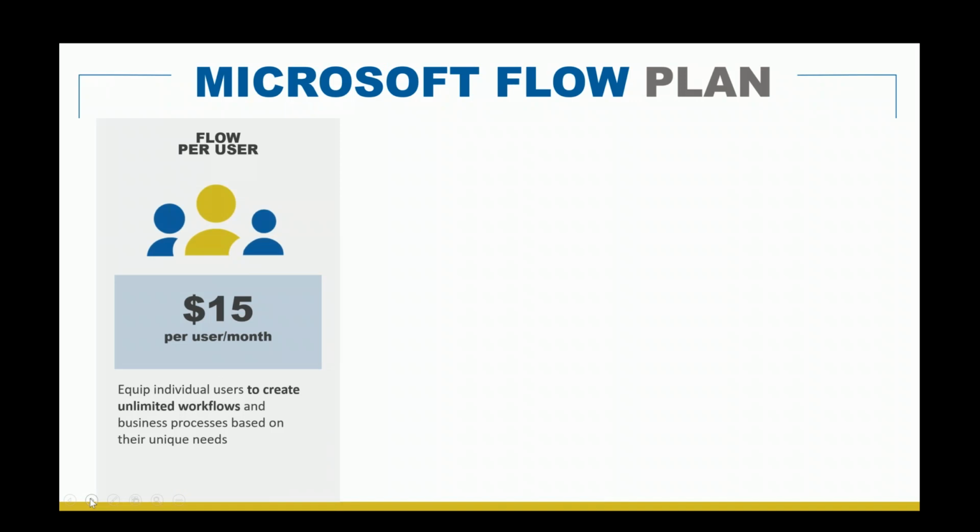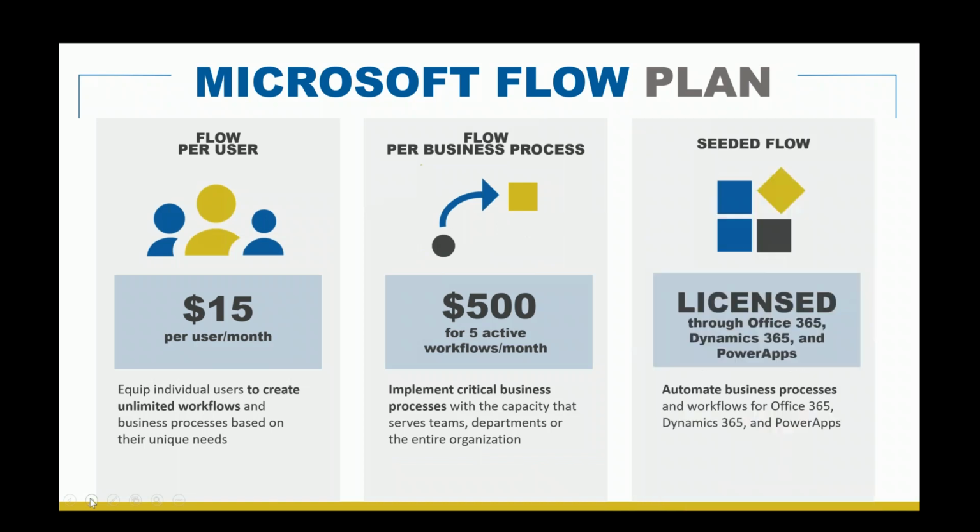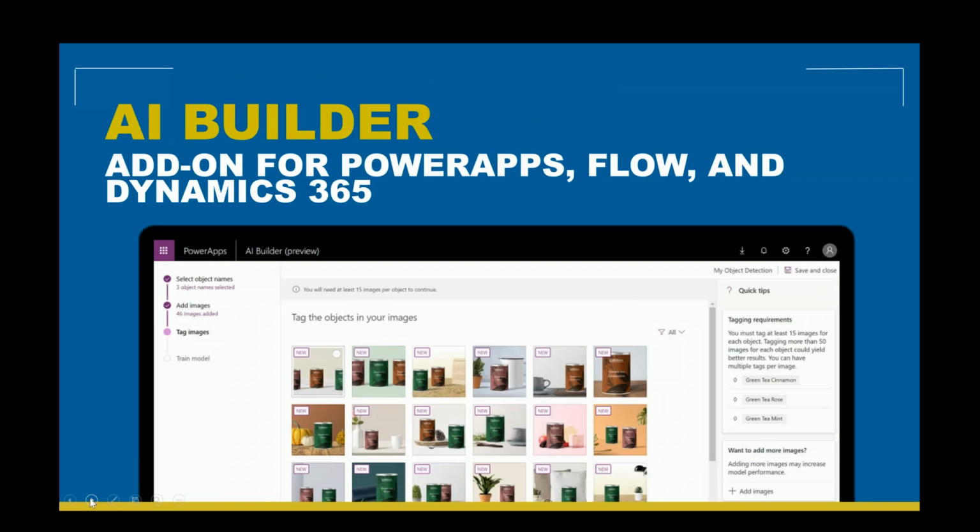Flow is somewhat similar. Flow per user is $15 per user per month, and that way individual users can create unlimited workflows and business processes based on their needs. And there's also the Flow per business process, which is $500 for 5 active workflows per month. That way you can implement those critical business processes with the capacity to serve the teams, the departments, or even your entire organization. And also, there are some benefits included with Office 365, Dynamics 365, and Power Apps licenses already. All of these are available through the PCM CSP program as well, so you can add and subtract users as needed as your business ebbs and flows.